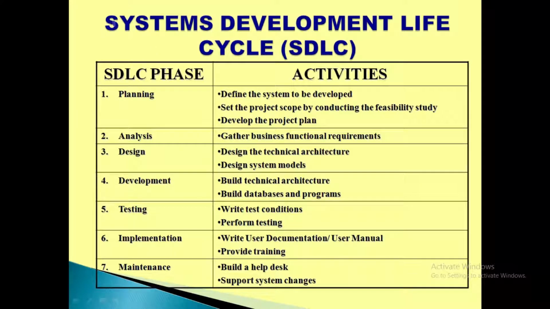Planning, to define the system, to set the project scope by conducting feasibility study, develop the project plan. Analysis, to gather the business functional requirements. Design, the technical architecture, system models. Development, to build the databases and programs. Testing, to write the test conditions, perform the testing. Implementation, to write down the user documentation, which is also called the user manual, providing the training. Maintenance, build a help desk, support the system changes.